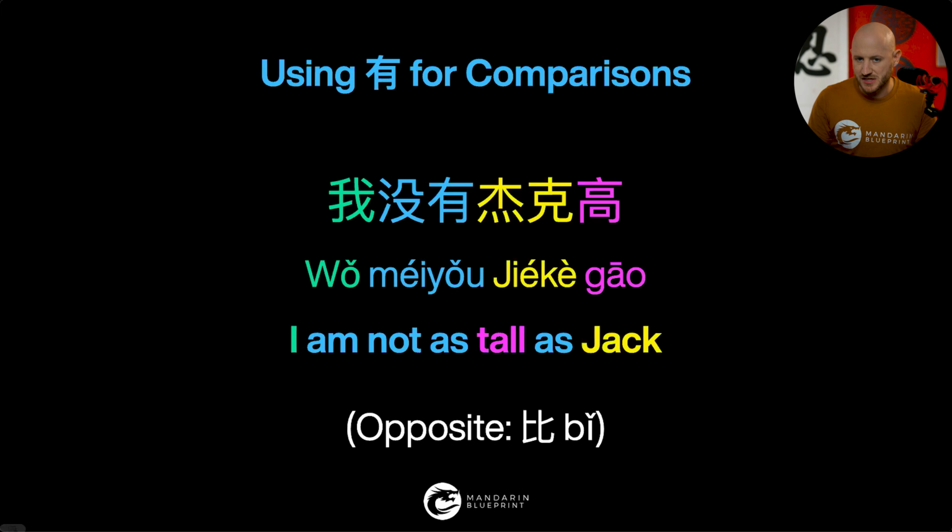Now that's not the focus of this video. We're not going into be for this video, but that is the opposite of this. So you can always say, I'm not as tall as Jack, or I'm not as short as Jack. You can always just flip the adjective to its antonym and that'll work. But if you want to emphasize, no, I'm taller than Jack, you would use be.